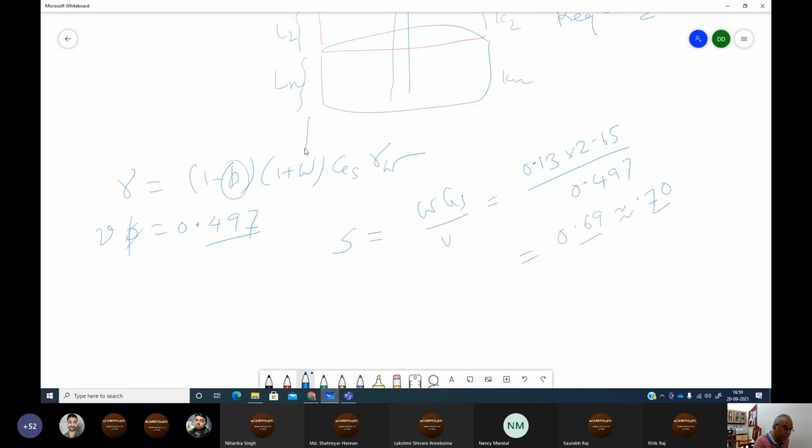Now you see what is moisture content? 13%. So 13% moisture content in the soil, making it almost 70% saturated. So that means if the moisture content is about 15% or 16%, this will become close to 100%. You understand what I'm saying? So you see there is a difference between S and W. This you have to understand. One is based on mass, another is based on volume.